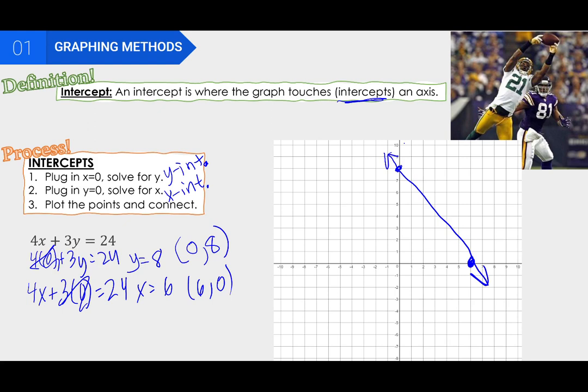Obviously, it works for lines really well. If we have more complicated functions, say a cubic function, we'd have to know a little bit more about it than just the intercepts. Maybe it's like this. We don't know that intercept. We don't know how far down it goes. We have to learn more things about it. But this is really useful for linear functions.